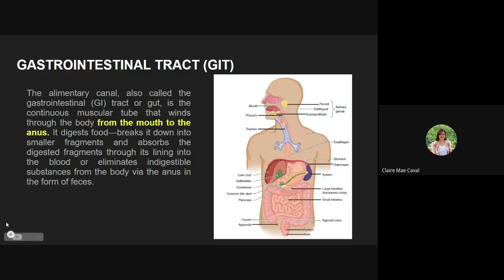We're already in the gastrointestinal tract infectious diseases. The alimentary canal is also called the GIT or gastrointestinal tract. It's a continuous muscular tube that winds through the body from the mouth to the anus. The organs of the alimentary canal are the mouth, pharynx, esophagus, stomach, small intestine, and large intestine. And then the large intestine leads to the terminal opening or the anus.